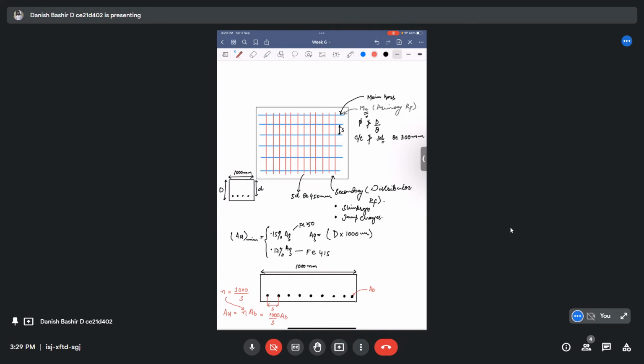This is the main thing. I told you this here because in the design process we will require this formula frequently. There you calculate AST. When AST comes out, from AST you have to calculate the spacing S. From this formula you directly calculate S equal to 1000 times the area of bar divided by the total AST required for that 1000 mm width. Remember to do it like that, because we may get confused in this part. So let's start the design problem.